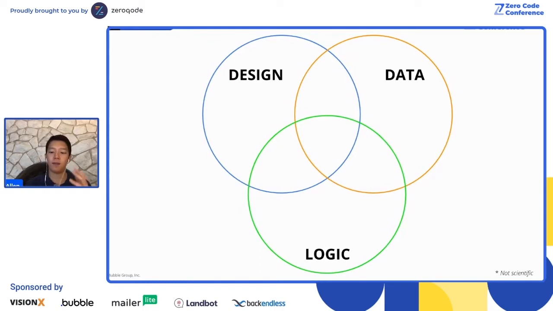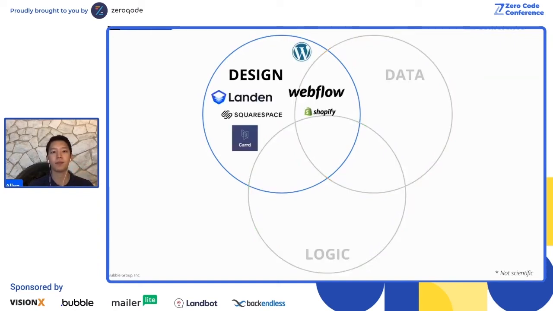So this is a very rough framework. And you can begin to start categorizing no-code companies based on this Venn diagram. So if we start with design, this is really where a lot of the first generation of no-code tools started. So you have a lot of big names here like WordPress and Wix and Squarespace. You have also a new generation of these kinds of tools.